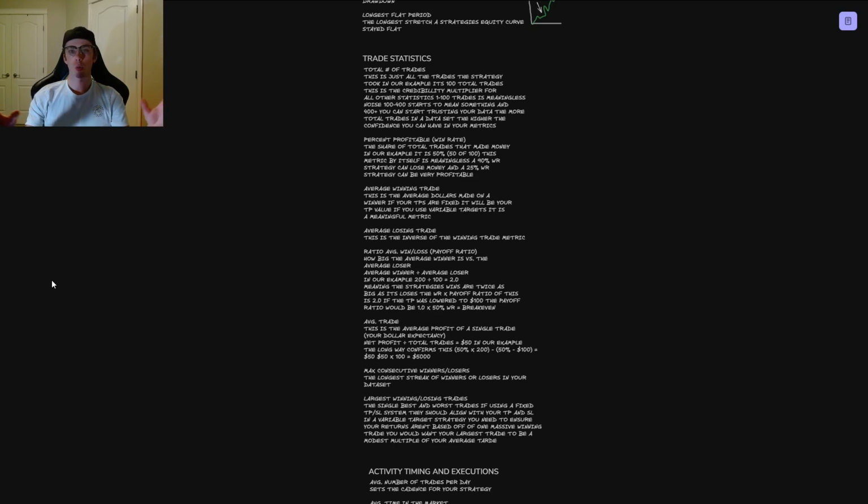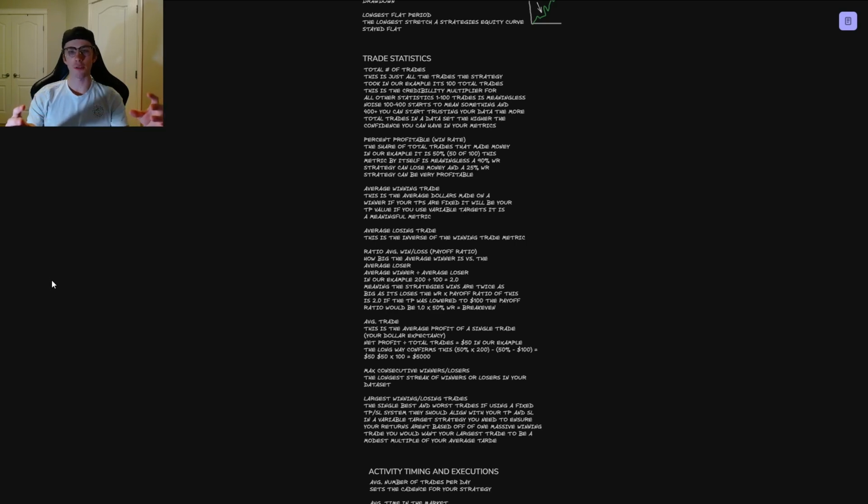On to the average winning trade. This is just the average dollars made on a winner. If your TPs are fixed, it'll be just your TP value. But if you're using variable targets, then it's a meaningful metric. On to our average losing trade. This is just the inverse of the winning metric. It'll be your stop loss if you're using fixed stop losses and take profits, and it will be moving, and you'll have an average of it if you're using variable targets.